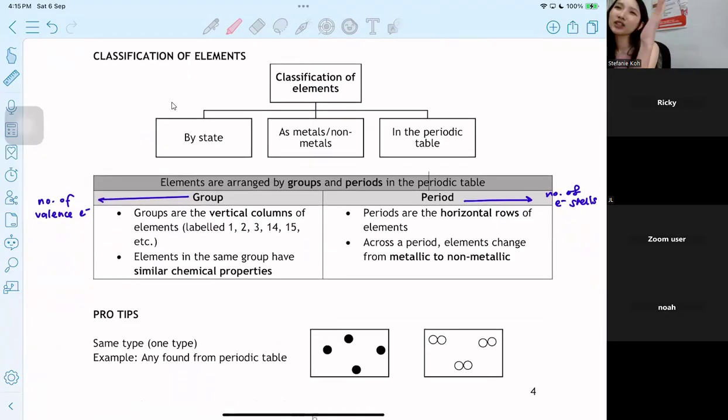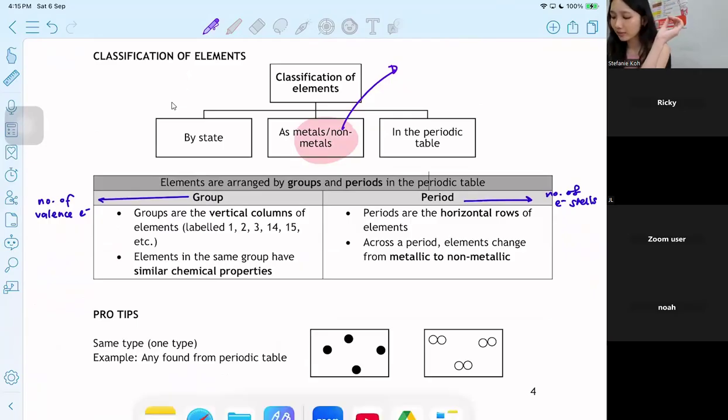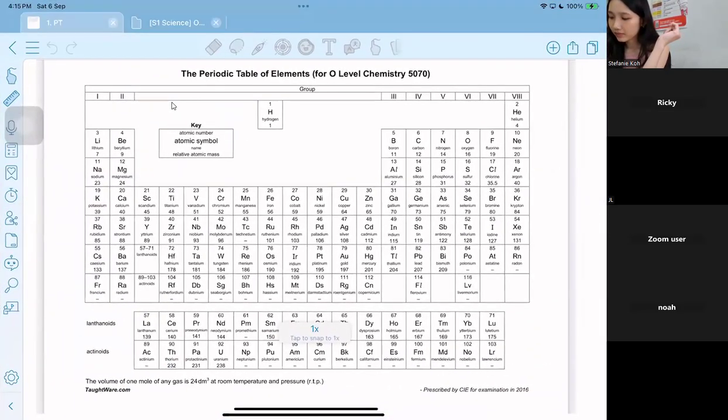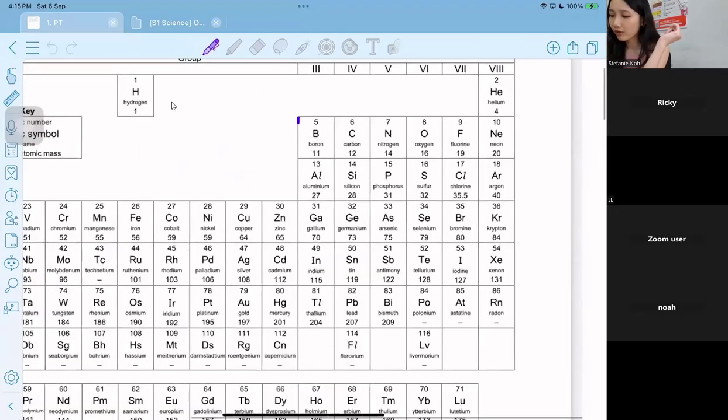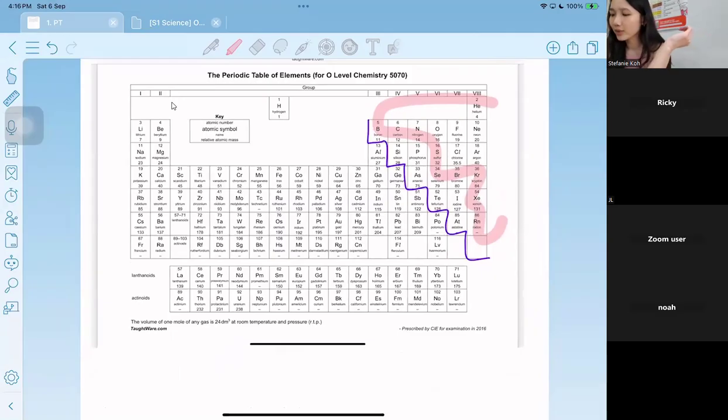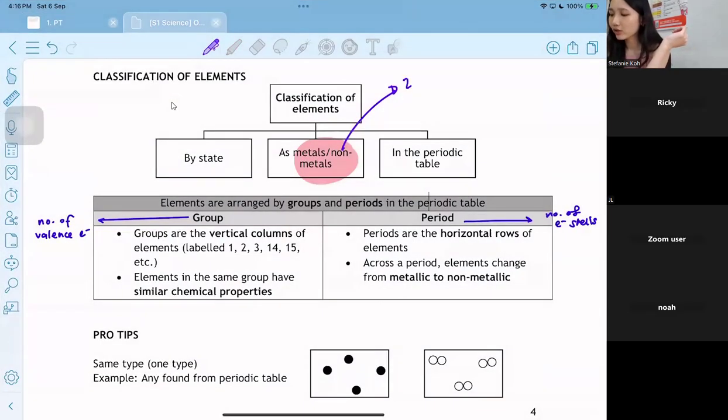You can do it by the state: solid, liquid, gaseous state. Or classify as metals and non-metals. Do you guys know how to tell? From the periodic table. If you look at the periodic table, let me show you. How do you tell? You take from boron, you do a zigzag line all the way down. Everything on this side of the zigzag line is non-metals. Everything on the left-hand side would be metals. So just look for the zigzag line in your periodic table.